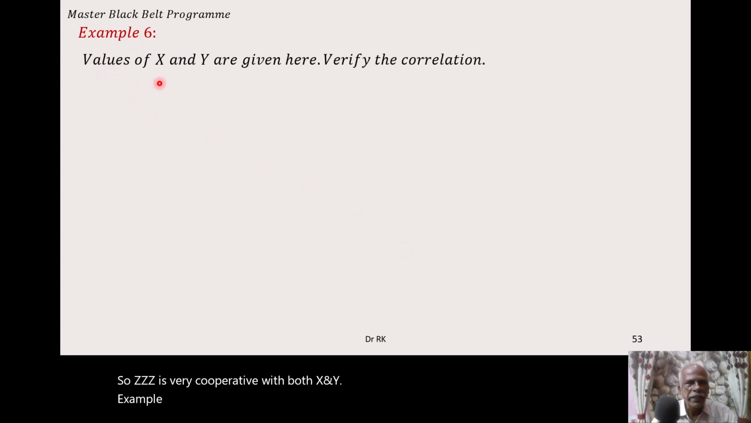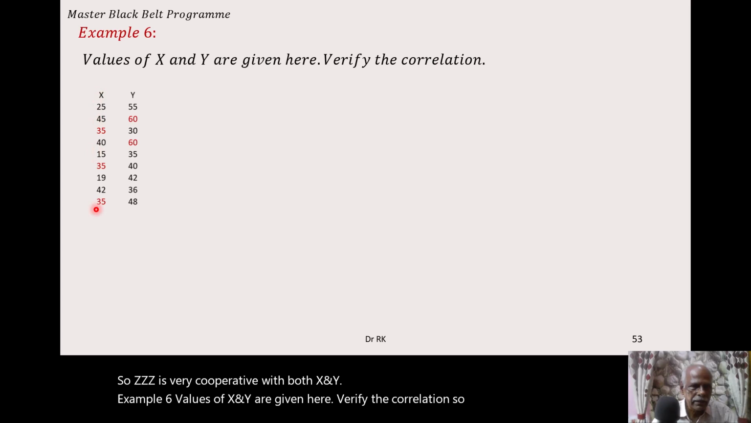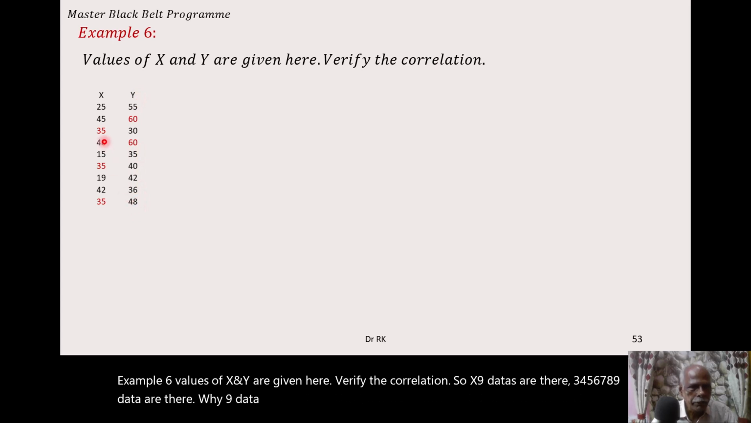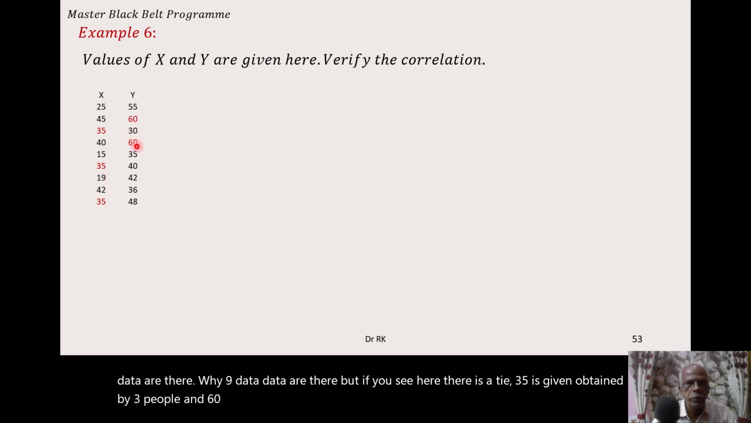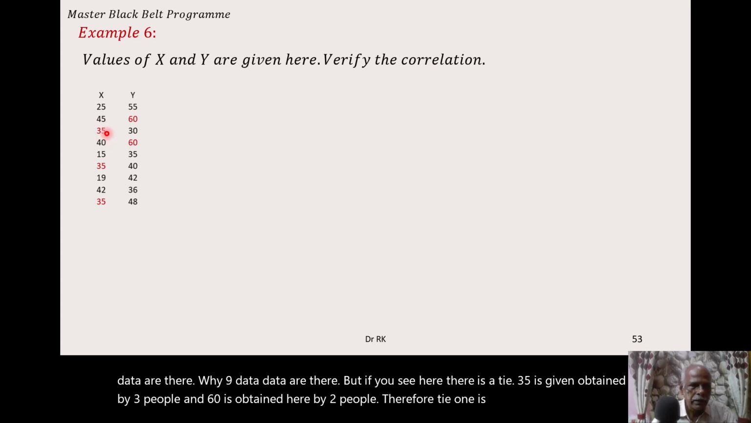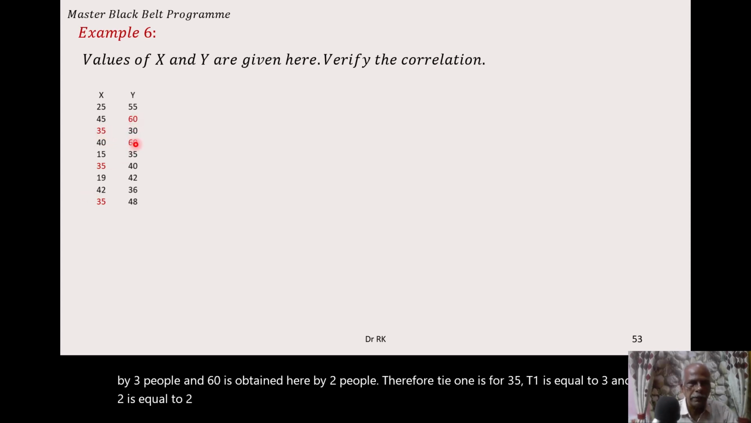Example 6. Values of x and y are given here. Verify the correlation. So, x 9 data are there: 3, 4, 5, 6, 7, 8, 9 data are there. Y 9 data are there. But if you see here, there is a tie. 35 is obtained by 3 people, and 60 is obtained here by 2 people. Therefore, tie 1 is for 35, T1 is equal to 3 and T2 is equal to 2. 60 is coming 2 times.